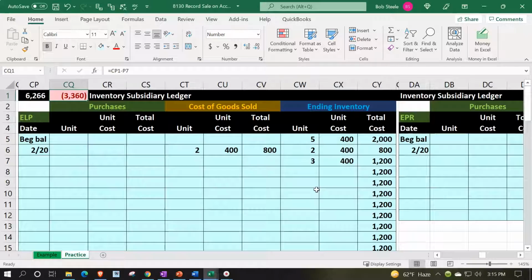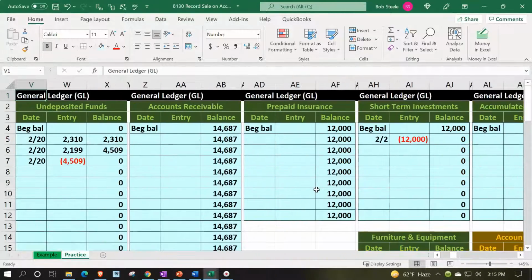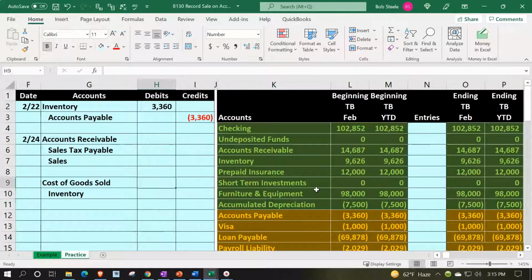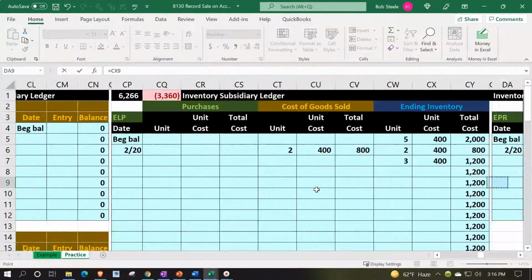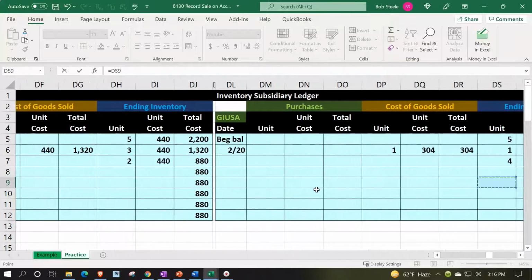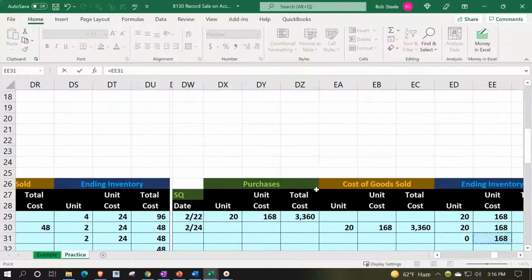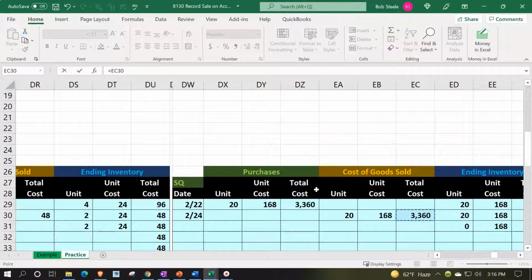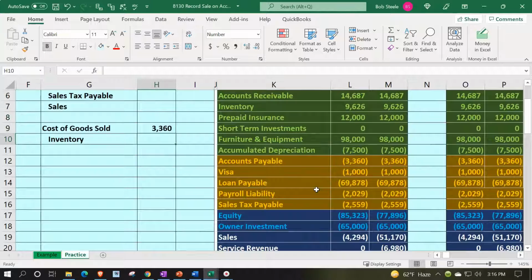So we're going to go all the way to the left and record this now. We're going to start in the cost of goods sold because that's going to be pulled directly from our subledger, equals all the way back to the right to pick it up from the subledger. The subledger is going to be way over to the right, scrolling down. We're picking up that 3,360. There's our debit. The inventory is going to be the credit.